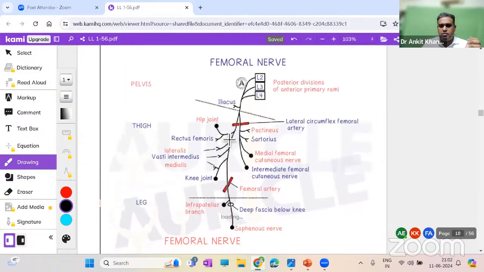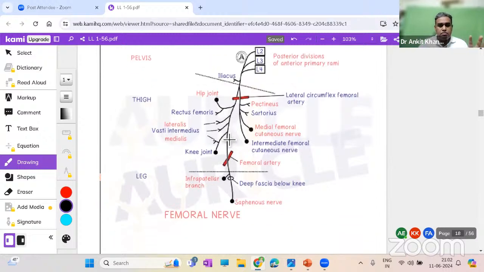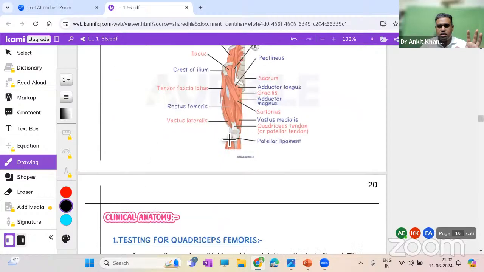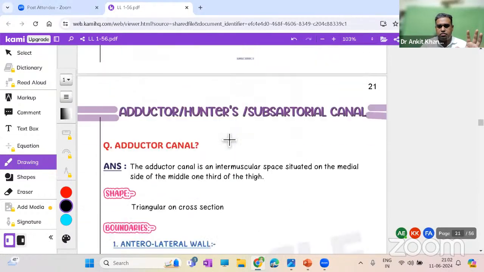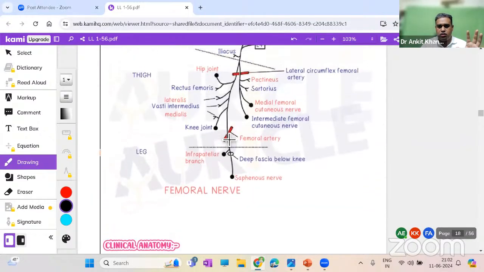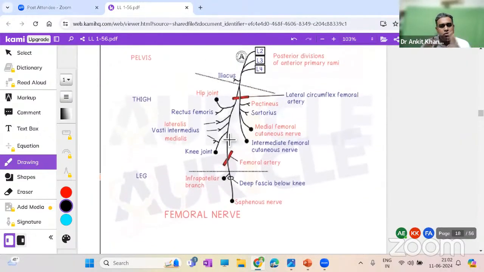Then it divides into anterior and posterior divisions, and then you can just make a flowchart like this. See, this again looks a bit complicated. Don't worry at all. Let me show you the muscles of the front of the thigh. Okay, let me discuss over here only. See, the femoral nerve is supplying the anterior side of the thigh. It is a mixed nerve, so it will have sensory, motor, as well as some sympathetic fibers.